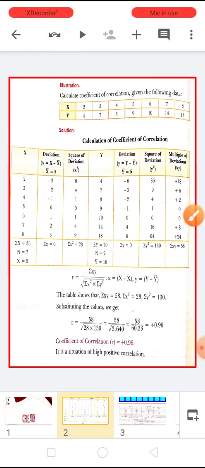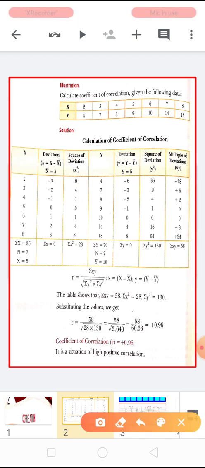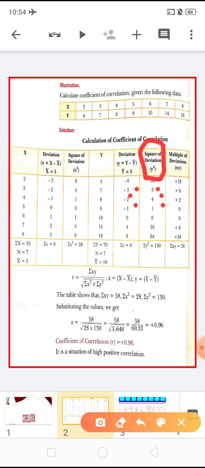Now, since we have calculated the deviation of y variable, the next step is we are squaring the small y, that is y square. Minus 6 square is positive 36, minus 3 square is 9, minus 2 square is 4, minus 1 square is 1, and so on.